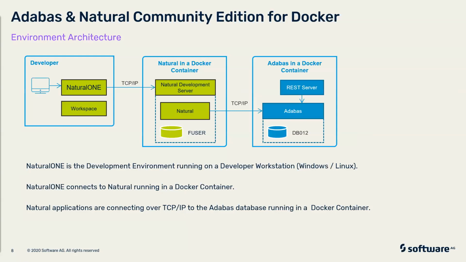So how does it look from an environment architecture? We see it here. This is what I will show to you. We have the different components. We have on the left-hand side Natural One, an Eclipse-based environment with a local workspace. And then we have in the middle part the Natural in a Docker container with a Natural development server running inside, keeping the Natural nucleus. And I communicate with TCP/IP communication. And if I need a database, on the right-hand side there's the Adabas database also running in a container and opening the TCP/IP communication so that Natural can reach the Adabas database where it's running.